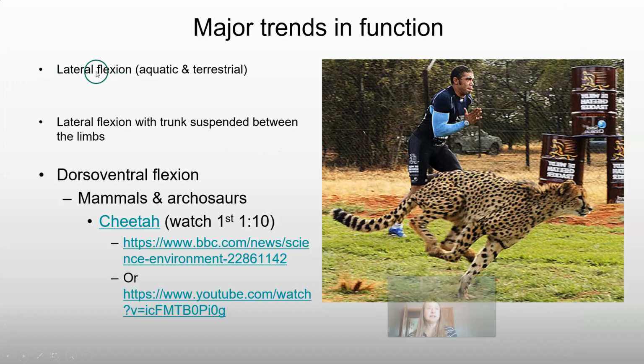All right, so we just talked about lateral flexion in aquatic and terrestrial. We have lateral flexion with trunk suspended, like we just saw in the salamanders. Now we can talk about dorsal ventral flexion in mammals and archosaurs. And okay, I already showed you again, when you're running or jogging, you're operating in the sagittal plane. Same thing with this cheetah.